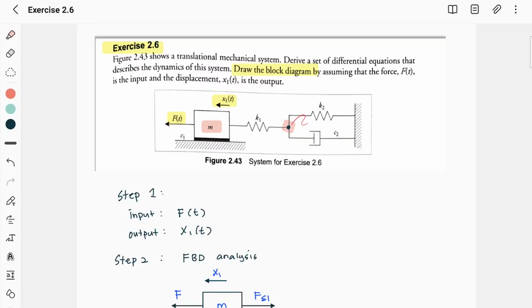Now, let's analyze at the connecting point. When force is applied, it will pull the mass and also the other spring and damper. Therefore, there is a displacement at this connecting point. We name this mutual displacement as xm.